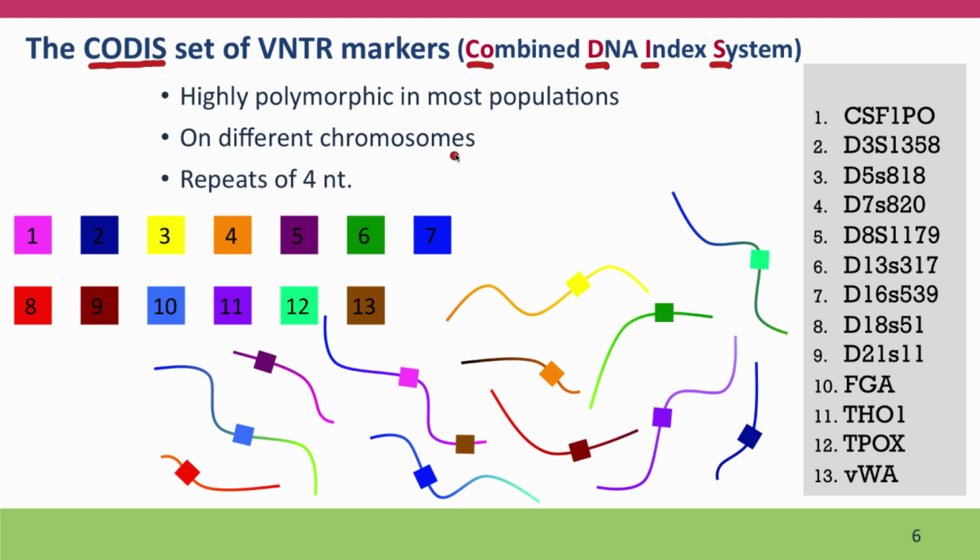They're on different chromosomes. As you'll learn in Module 7, this maximizes the chance that different children of the same parents will have different combinations. And they're typically repeats of just 4 nucleotides. This achieves the best balance between mutations that generate diversity and mutations that would change the alleles from a parent to a child, for instance, which would interfere with identification analyses.